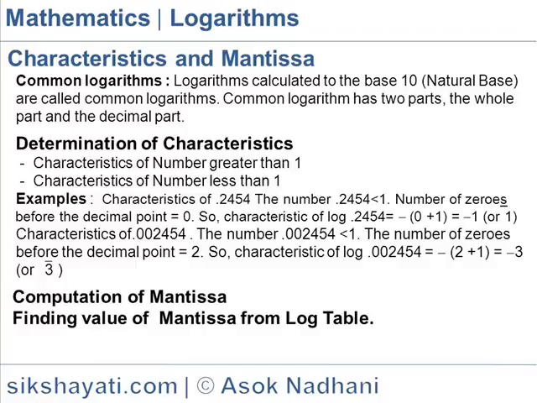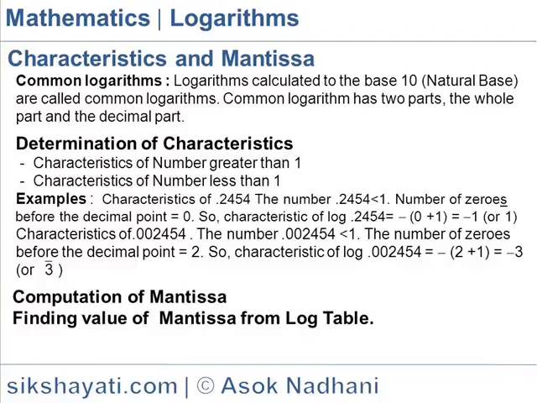Characteristic of a number less than 1. The logarithm of a number less than 1 is negative, and the characteristic is 1 more than the number of zeros immediately after the decimal point. Example, the characteristic of 0.2454.